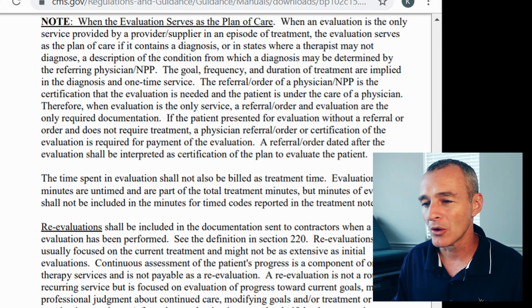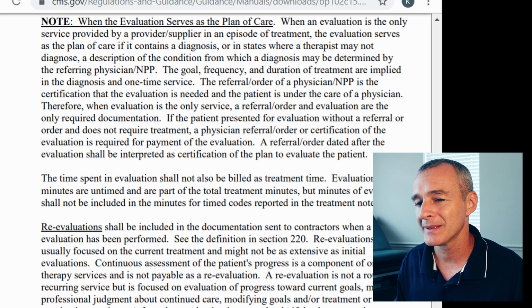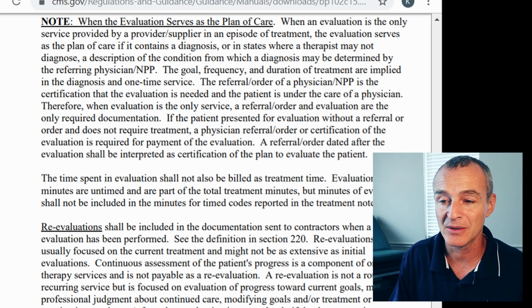Okay. The goal, the frequency, the duration of treatment are implied in the diagnosis, and the fact that it's a one-time service. The fact that you're doing just an evaluation, there really is no frequency, right? It's one. There is no duration. It's the evaluation. And the goal is to get an evaluation. That's it. So you don't have to have that stuff in the documentation.